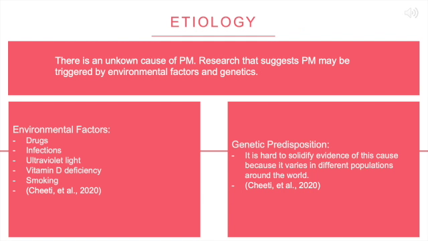For the most part, there is an unknown cause of PM. However, research suggests it may be triggered by environmental and genetic factors. Based off the research done, environmental factors include drugs, infection, ultraviolet light, vitamin D deficiencies, and smoking. For genetic predisposition, it has shown some promising evidence. However, the aspect of research was hard to be proven because different populations showed different results on whether genetics played a role or not.